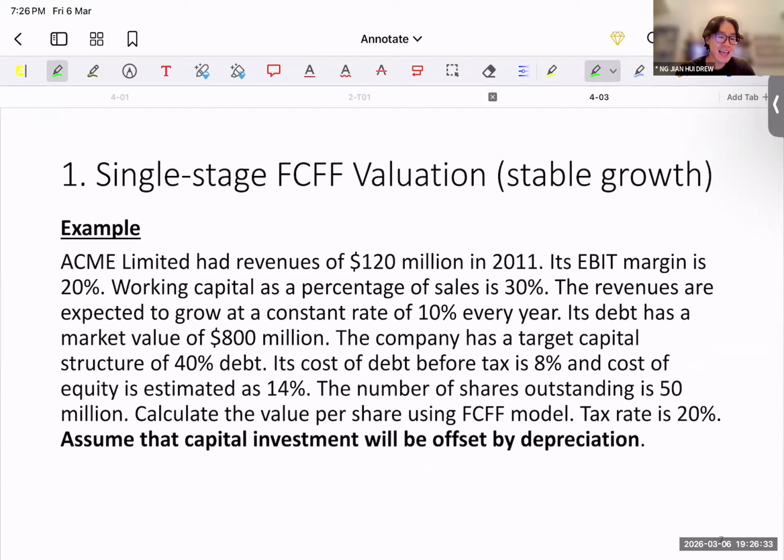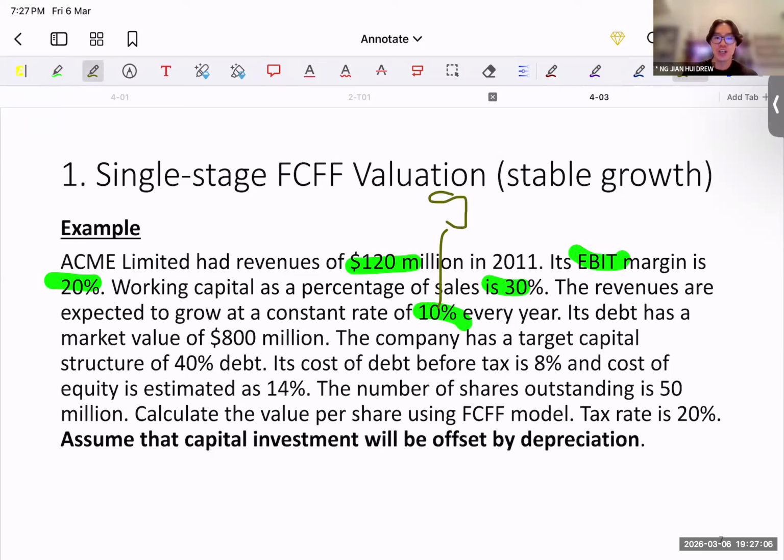So you have ACME Limited, which had revenue of 120 million in 2011. Its EBIT margin is 20%, so we're given the EBIT margin here. Working capital as a percentage of sales is 30%. Revenues are expected to grow at a constant rate of 10% every year. So it's going to grow 10% non-stop, and this 10% basically is your g.